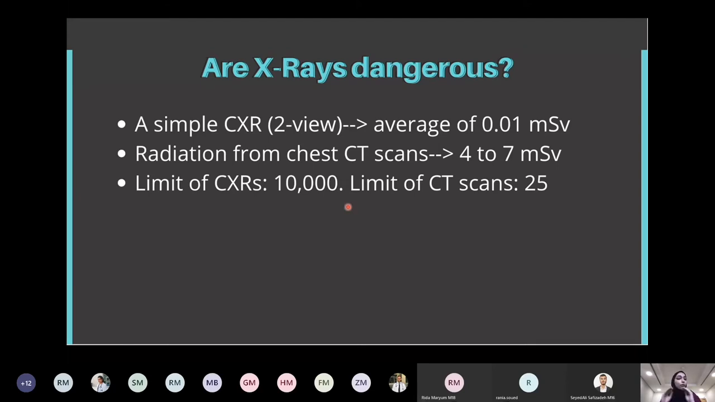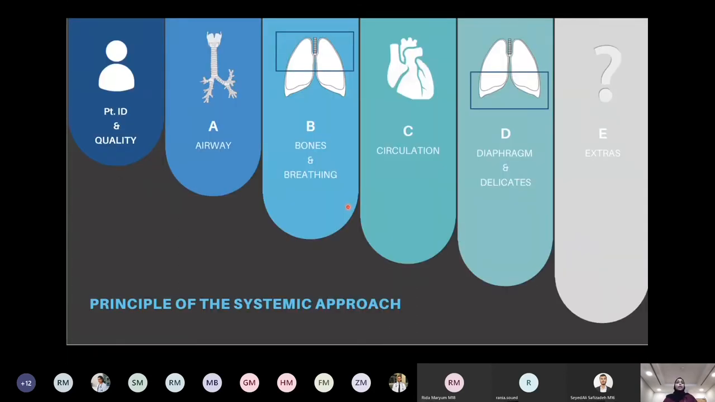So I can't have more than 10,000 chest x-rays in my lifetime. And that is also equivalent to 25 CT scans. Now, this is the fun part. This is where we learn how to go over the chest x-ray bit by bit. And there are so many different ways, so many different mnemonics, but this is something that I find, and so many people find, easy to look at.